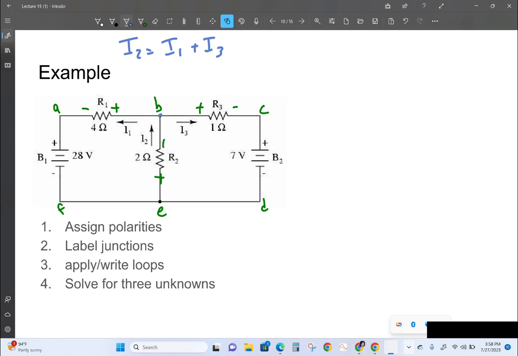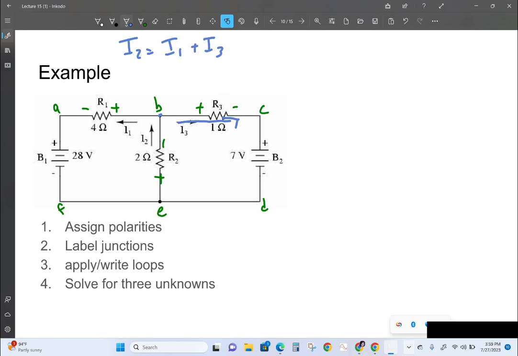The next thing I'm going to do is use those current directions to identify the positive and negative polarities of the resistors. The current is always going to flow down a hill from the high end to the low end. So it goes through the resistor to the right, and as it does that, it goes from positive to negative: positive on the left side, negative on the right side of R3. I2 is going up through R2, so positive on the bottom, negative up top, and positive on the right for R1 and negative on the left. That's the first thing to do.